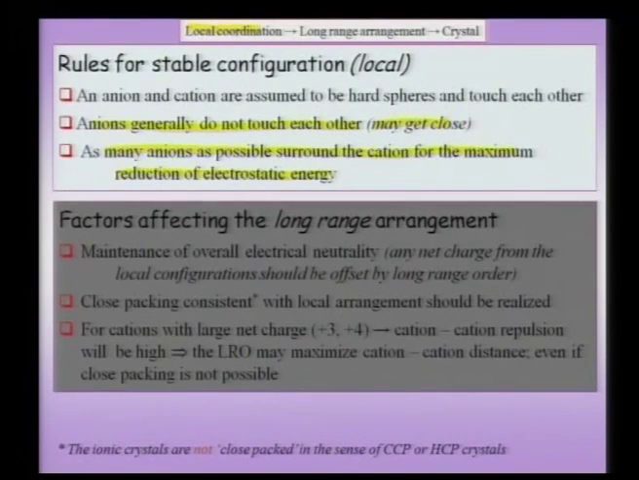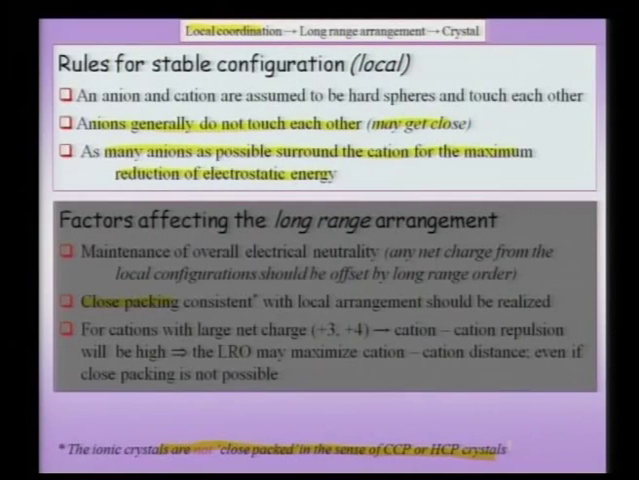Let me go down to some of these rules which are the factors governing the long range arrangement. We will take these rules up later, but I have just listed them here for completeness. There is one point I would like to make regarding close packing in these crystals. Ionic crystals are not close packed in the sense of a CCP or HCP crystal. Close packing here does not mean the closest packing, which would lead to a packing fraction of 0.74. I just mean close packing consistent with these ionic solids.